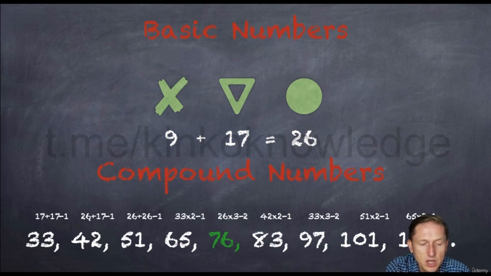42 is the combination of 26 and 17, and again we need to take 1 away, so we get 43 minus 1. 51 would be the combination of double 26, again 52 minus 1. 65 is 33. So we already got double compounds, because that was compound number 33, and now we use this one times 2, that's 65.